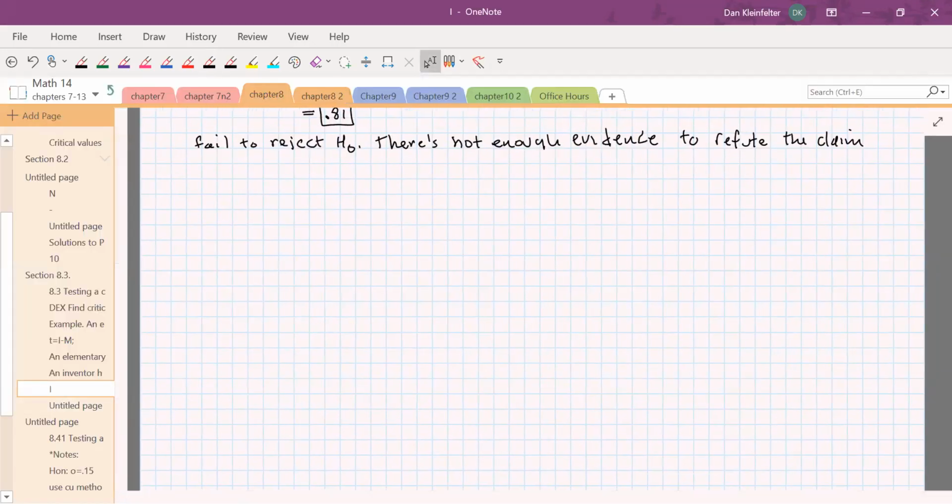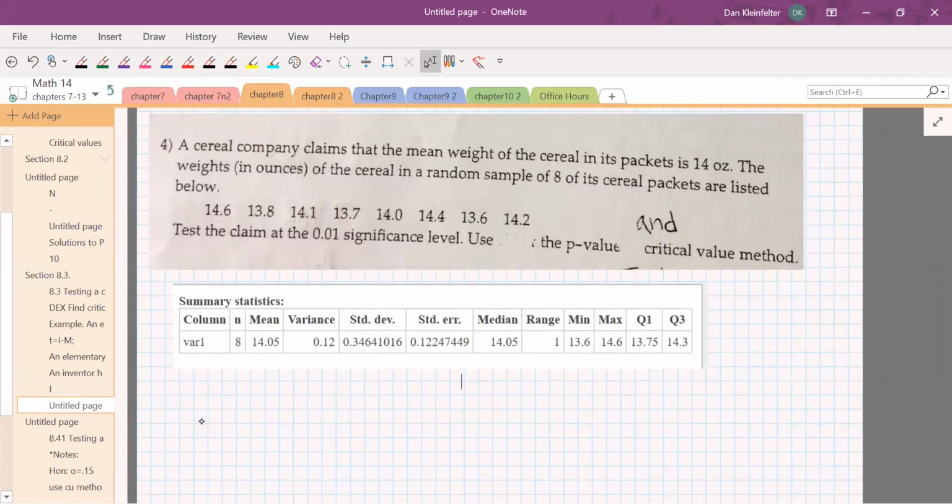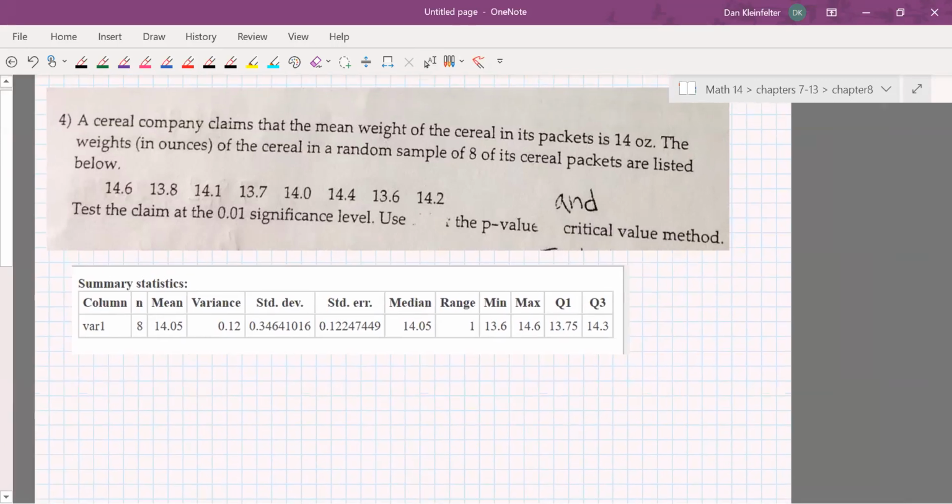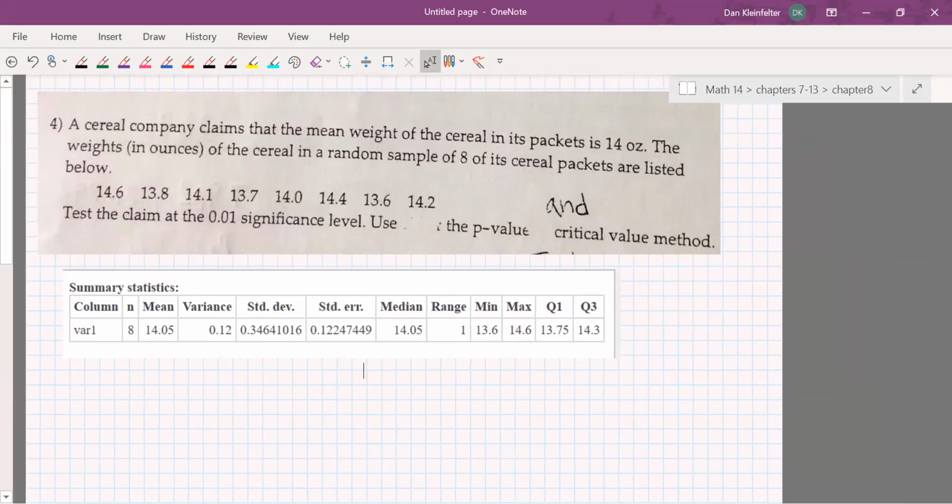All right, so then last example finally. On this one, here it says a cereal company claims that the mean weight of the cereal in its packets is 14 ounces. The weights in ounces of the cereal in a random sample of 8 cereals is listed below. Test the claim at the 0.01 significance level. We'll do both the p-value and critical value method just for fun.